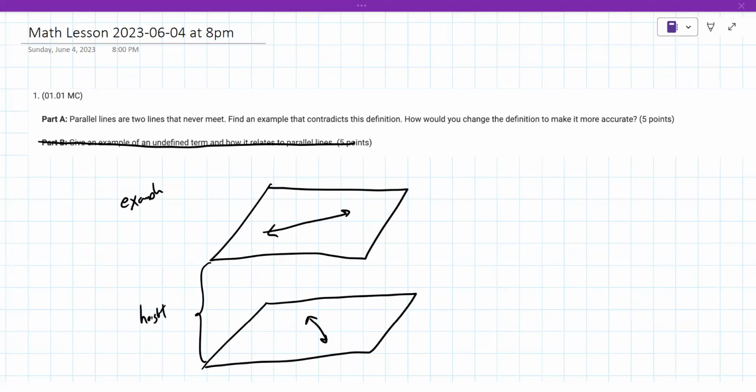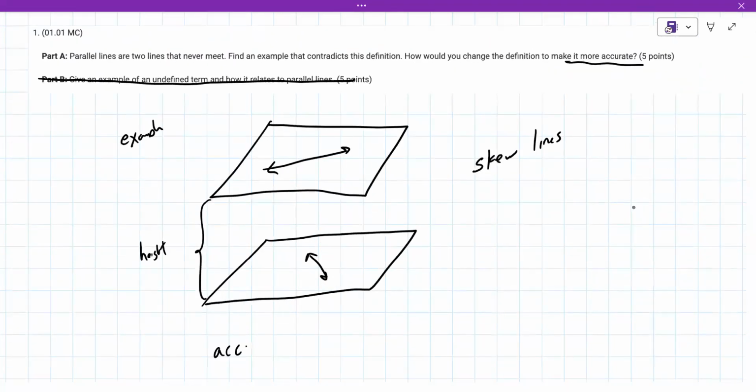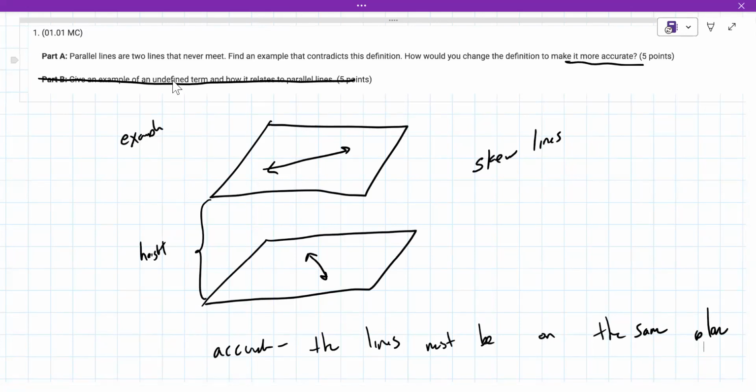So these are called skew lines. Okay, now to make it more accurate, you would want to say that the lines must be on the same plane. Then the definition holds, because if they never meet, then they are parallel. All right, I think I got that.